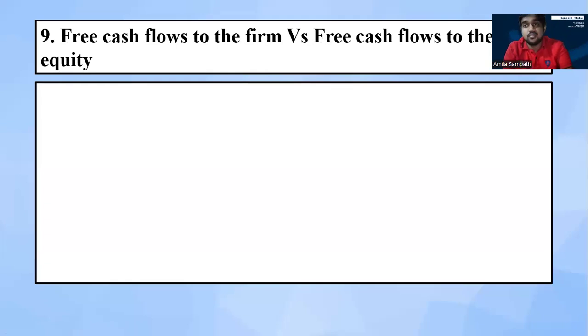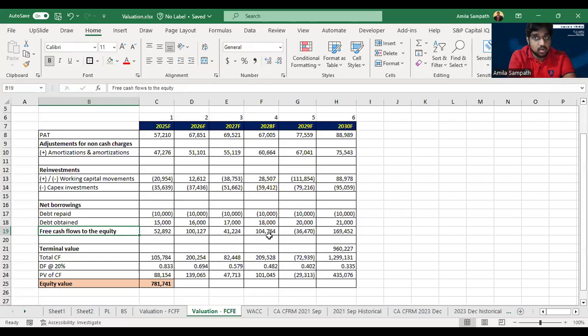Calculating the business valuation using free cash flow to the equity. As I explained, free cash flow to the firm means the cash flows available for both equity and debt holders. Free cash flow to the equity means the cash flows available only for the equity shareholders. Let's see first how we can calculate the free cash flow to the equity.